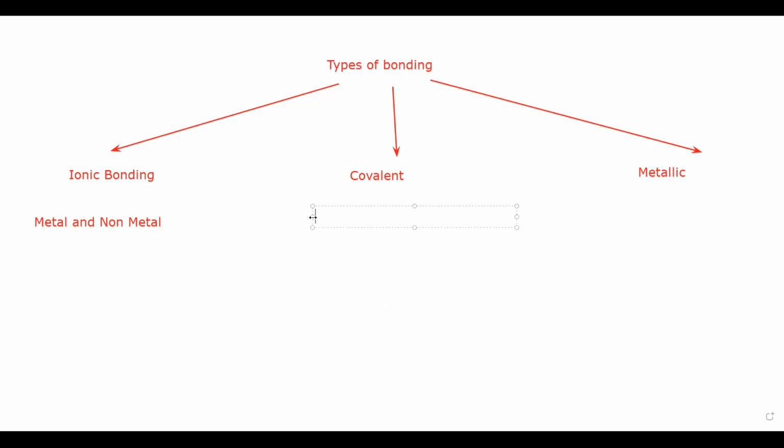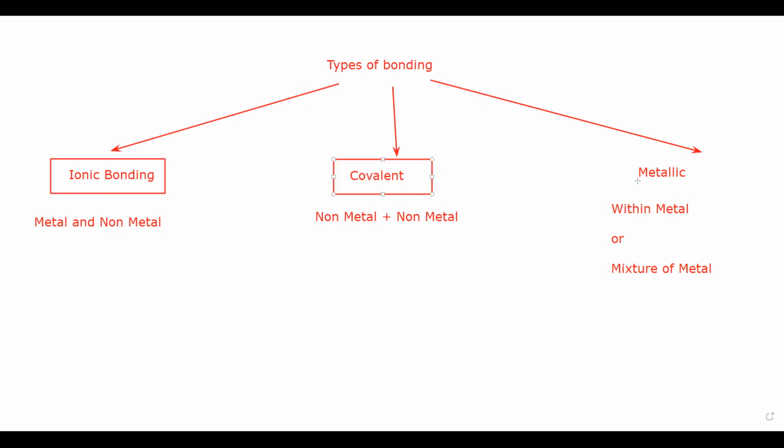What is covalent? If two or more non-metals are together, they will have covalent bonding. And metallic: within the metal, or if you have an alloy, a mixture of the metal, then it will have metallic bonding. So these are the three main types of bonding. One is known as ionic, another one is known as covalent, and the third one is known as metallic.